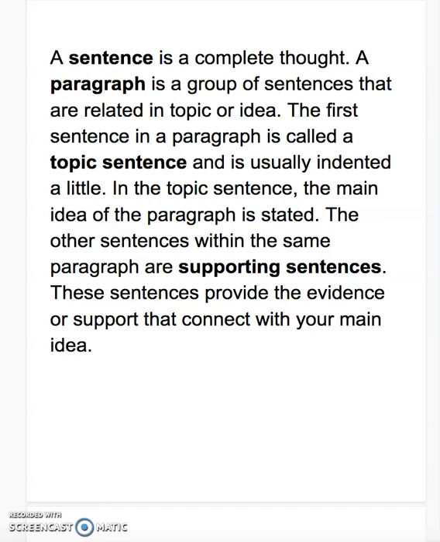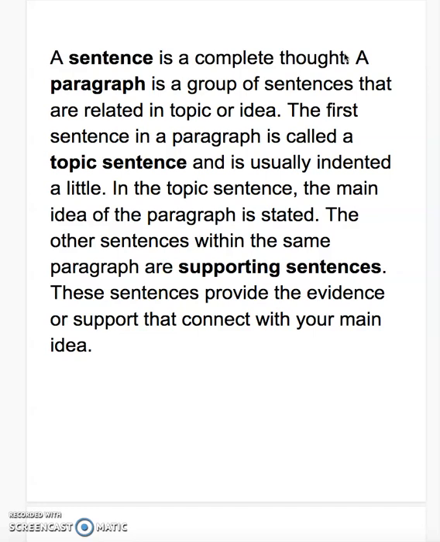So, just to go over a couple terms. A sentence is a complete thought. If something is not complete, it's called a fragment. A sentence has a complete thought, which means we have a subject and a predicate, so we have some type of verb and some type of subject. Okay, so a sentence is a complete thought.